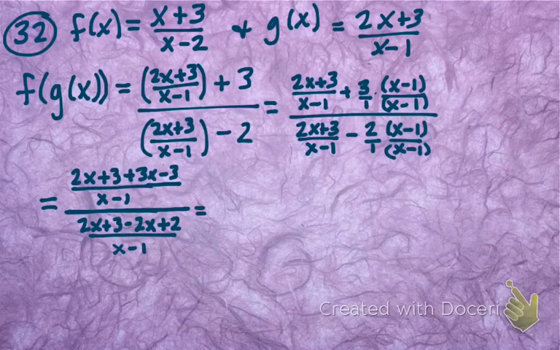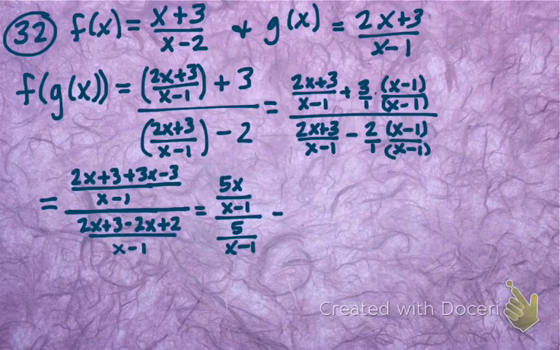Alright, and then on the top, that gives us, in the numerator of the top, we have 5x, and then the 3's take each other out. So I have 5x minus 1. And then on the bottom, the 2x and the 2x take each other out. And then I'm left with 3 plus 2, which is 5 over x minus 1.